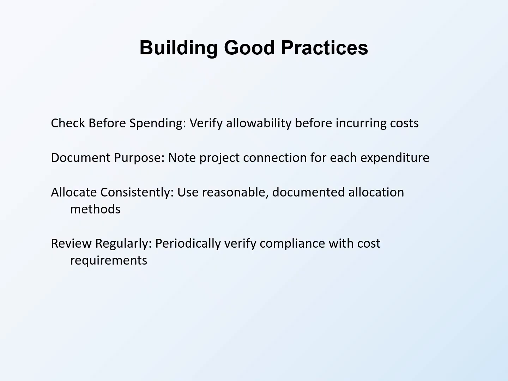Review regularly by periodically verifying compliance with cost requirements. Do not wait for audits to discover problems. Monthly or quarterly review of expenditures against allowability and allocability requirements catches issues early when correction is easier. Build compliance checks into your regular grant management routine.